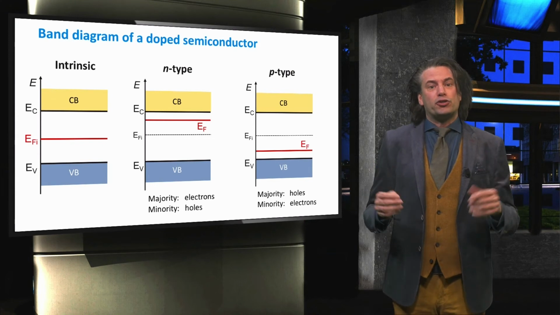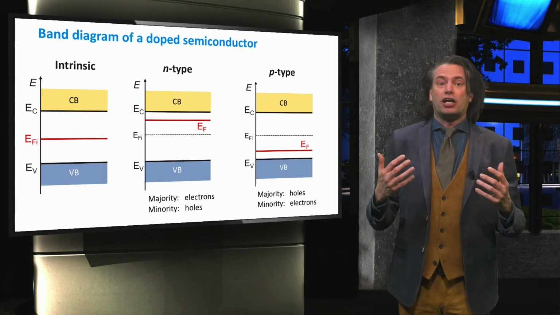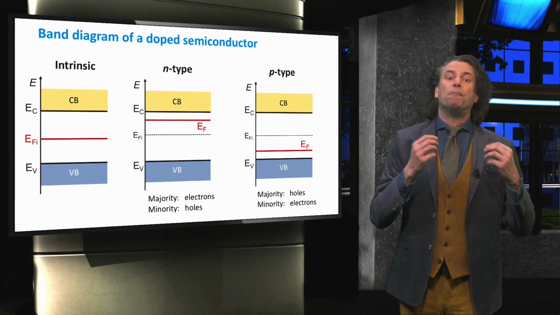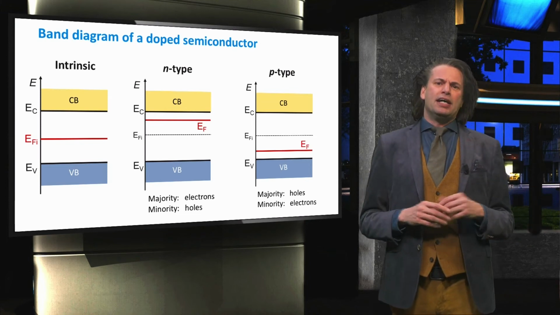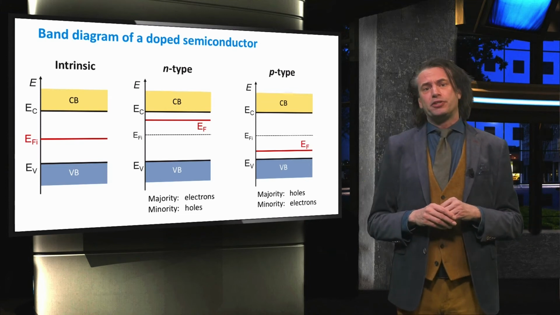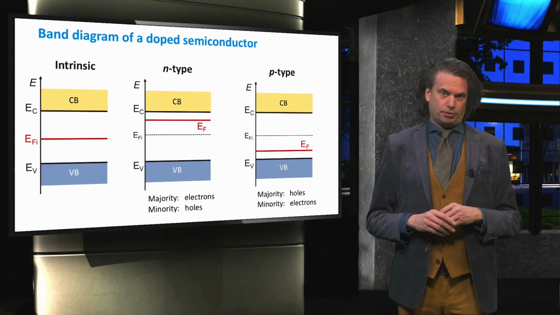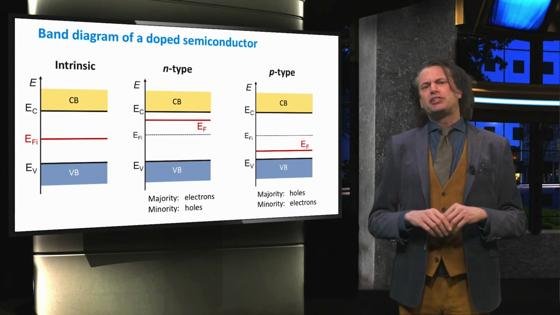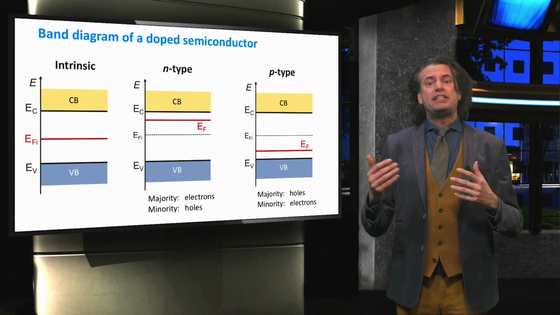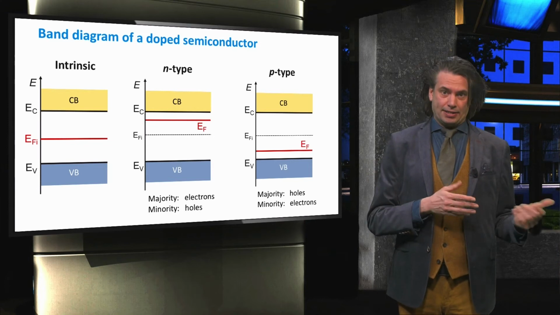We call the carriers whose concentration is much larger than that of the other type majority carriers. These are holes in P-type materials and electrons in N-type materials. Minority carriers therefore are electrons in P-type and holes in N-type materials.